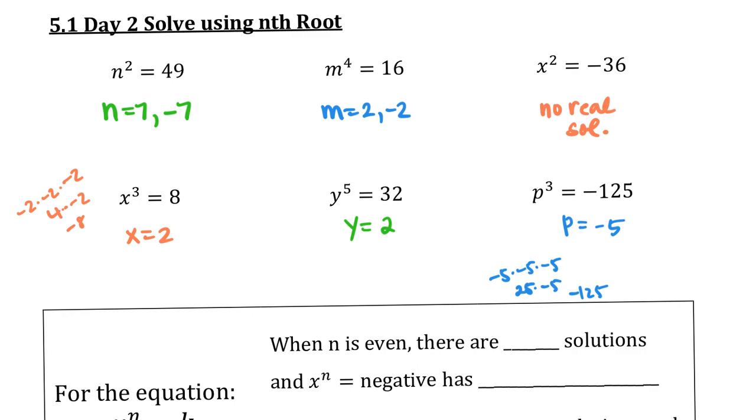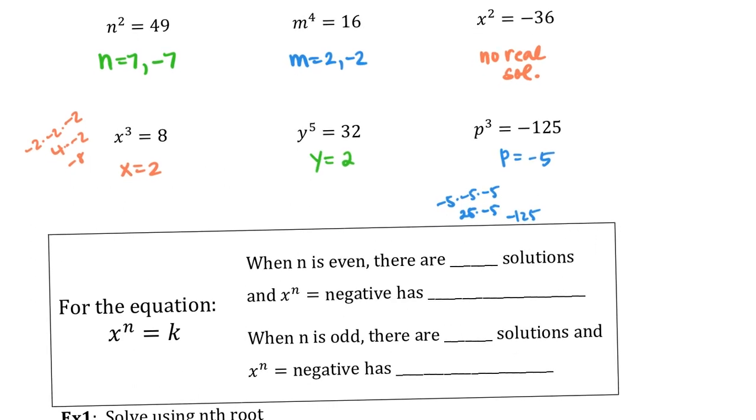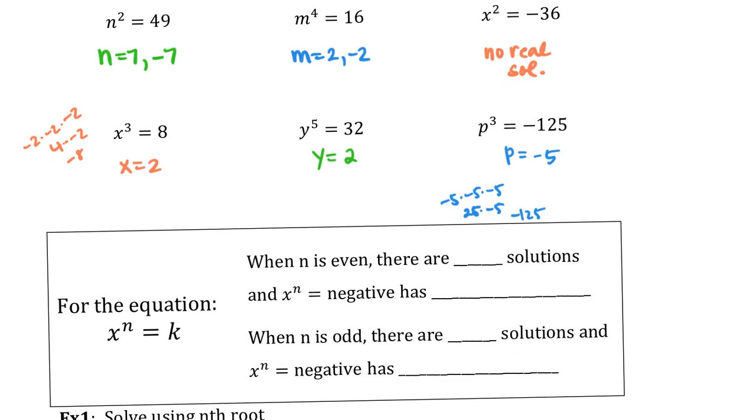Okay, now based on what we just figured out, let's make some conclusions. For the equation x to the n equals k, when the exponent is even, how many solutions do we normally get? We got 7, negative 7, 2, negative 2. We normally get 2 solutions. Normally, not all the time. Now, what if x to the 2 equals a negative? Well, then I get no real solution. It could be imaginary.